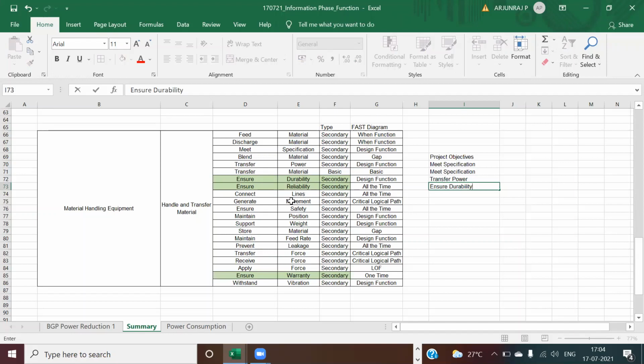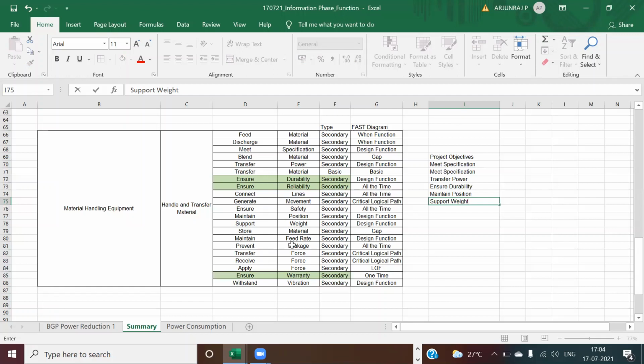And connect lines. Maintain position. Yes, this can be the design function, maintain position and support weight, because the weight is there. So support weight can also be a design function. Then what else? Now you need to tell about the store material because this is the only one pending for us. Remaining everything we have completed.